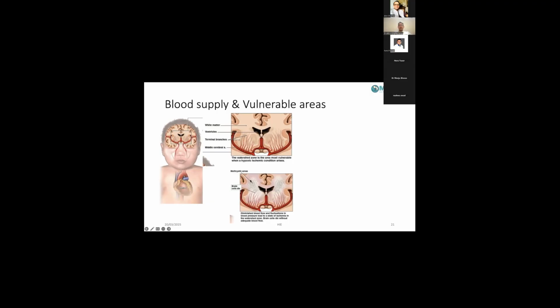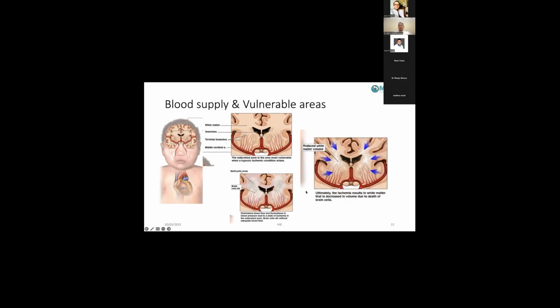And this is just a schematic representation of what I've just spoken here. Multicystic areas develop if you end up having ischemia and hypoxia in this particular area. And same thing, this is what I discussed just now.